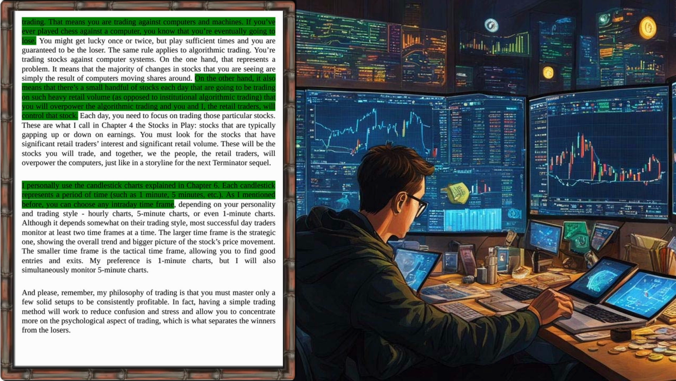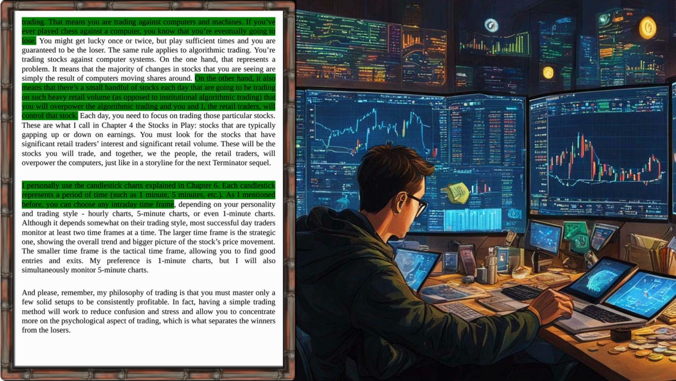On the one hand, that represents a problem. It means that the majority of changes in stocks that you are seeing are simply the result of computers moving shares around. On the other hand, it also means that there's a small handful of stocks each day that are going to be trading on such heavy retail volume, as opposed to institutional algorithmic trading, that you will overpower the algorithmic trading, and you and I, the retail traders, will control that stock. Each day, you need to focus on trading those particular stocks. These are what I call in Chapter 4 the stocks in play. Stocks that are typically gapping up or down on earnings. You must look for the stocks that have significant retail traders' interest and significant retail volume.